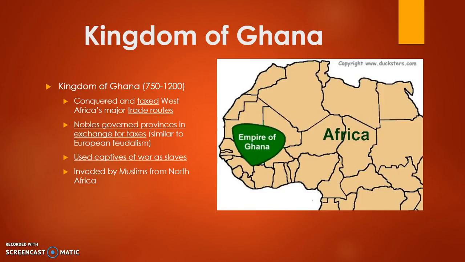The nobles from the area governed provinces in exchange for taxes, so similar to what was going on in Europe with feudalism. They used captives of war as slaves, and sold them on markets as well. That is kind of the beginnings of the slave trade. When Muslims moved in and conquered some of this area, they continued the slave trade as well.